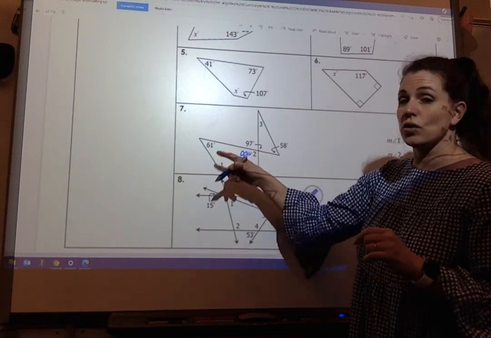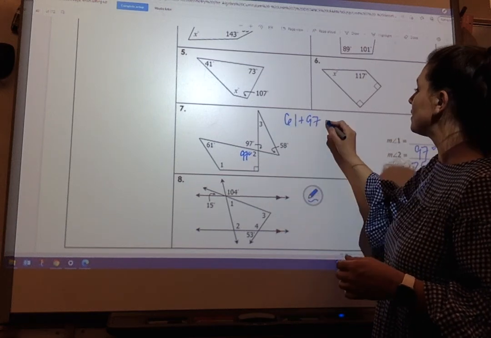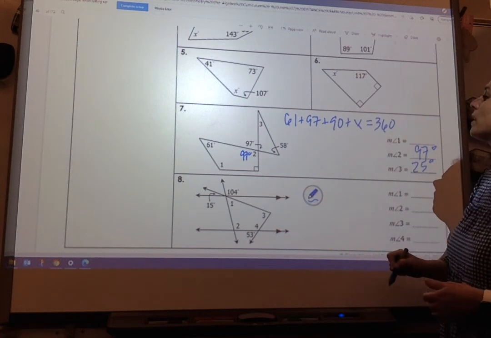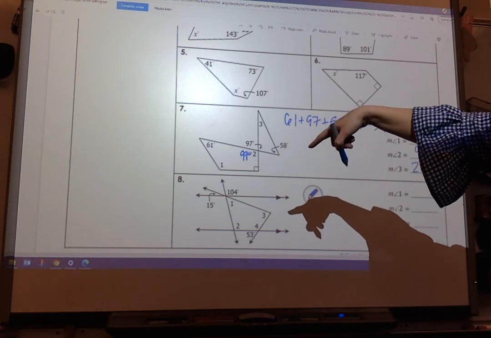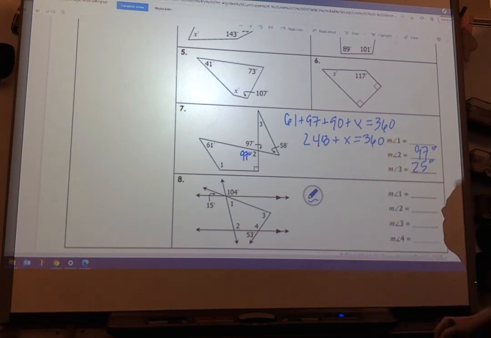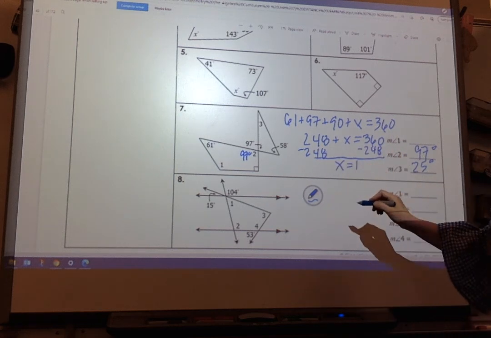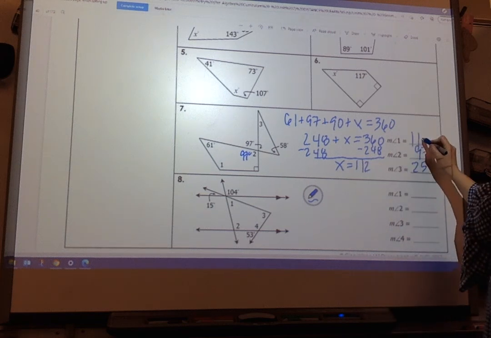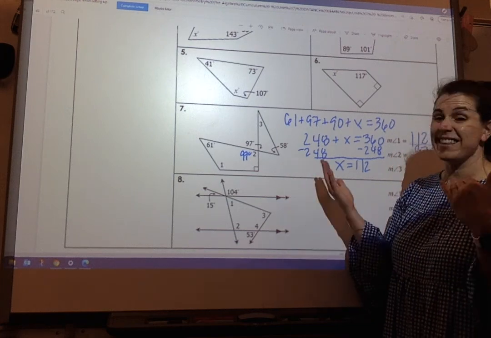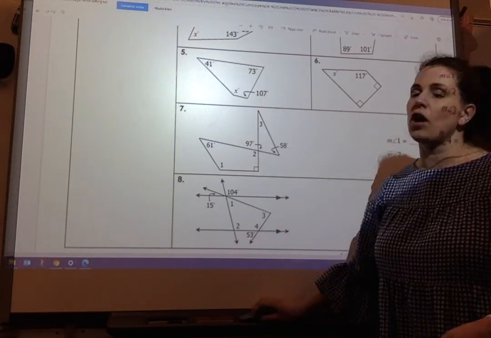Now I can just use the sum of interior angles, add them all up. 61 plus 97, that's 90 degrees, it's a right angle, plus X, or angle 1, all equals 360 degrees. So when you combine all your like terms, I get 248 plus X equals 360 degrees. Subtract 248 on both sides, and X equals, I think, 112. Bam. So you just simply piece all the stuff together and then solve your angles. These are fun. They're like a puzzle piece. You just got to figure them all out. So that's how you would solve algebraically.